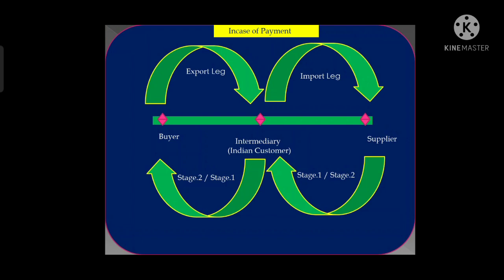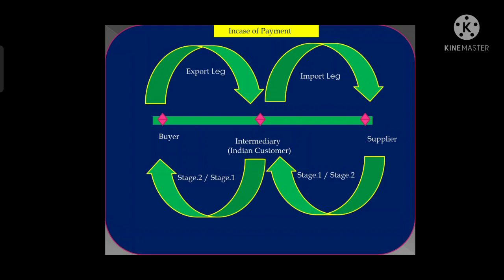In the case of payment, it depends on the agreement which an Indian intermediary or Indian merchant has with the buyer and with the supplier. Let us take an example. Suppose the Indian intermediary has an agreement with the buyer that the buyer has to make the payment to the intermediary in advance. Here the intermediary is receiving the export leg in advance, meaning whichever payment is first, either we are receiving the payment or we are making the payment.